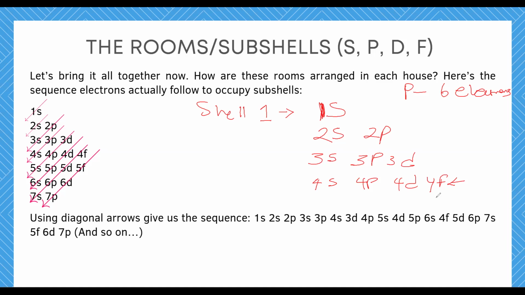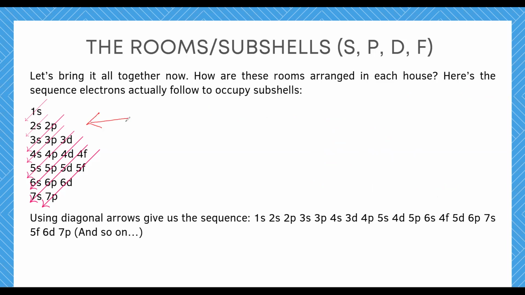Now, look at this drawing that I have on the screen right here. Did you see what I just labeled? Yes, sir. What I just labeled is the arrangement that electrons actually follow to occupy the subshells in an atom. Now, how do we follow this sequence? Can you see these red arrows that I'm labeling? Yes, sir. We are going to be following them in order to get the sequence. Can we do that? Yes, sir.